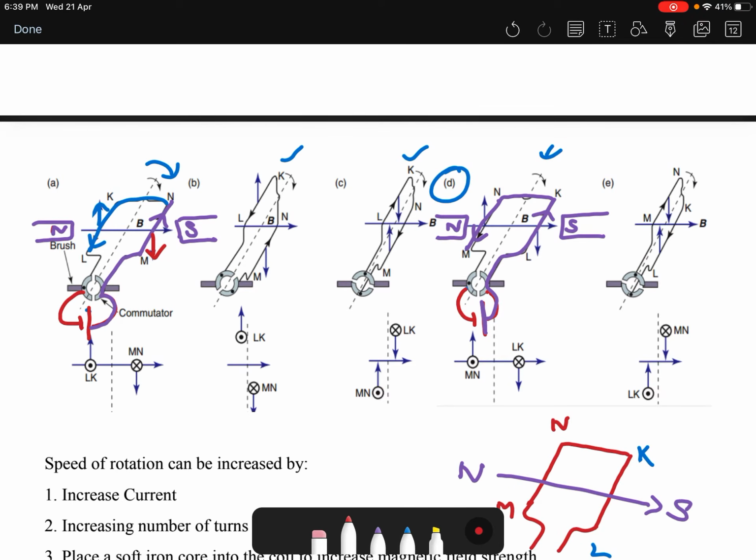from N to M. If you compare diagram A and diagram D, for diagram A, in your MN, the current is flowing in this direction, right?